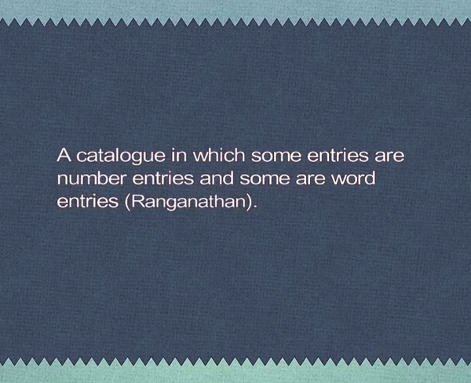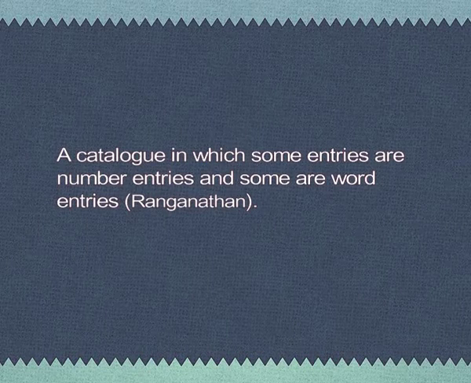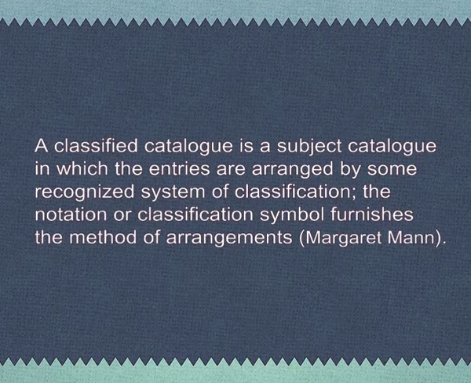Classified catalogue. A classified catalogue is a form of subject catalogue in which the entries are arranged by the class number representing the subject of the document according to the classification scheme chosen for a library. A catalogue in which some entries are number entries and some are word entries. Ranganathan: A classified catalogue is a subject catalogue in which the entries are arranged by some recognized system of classification. The notation or classification symbol furnishes the method of arrangement.